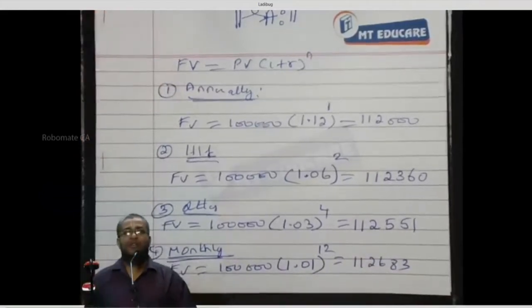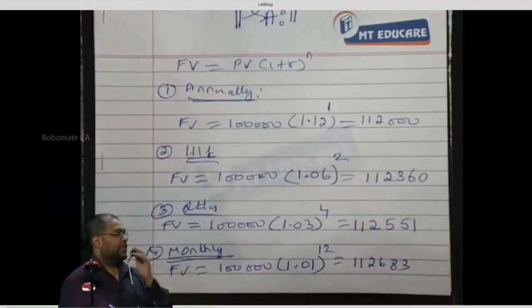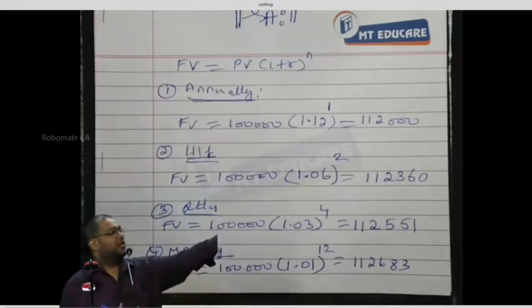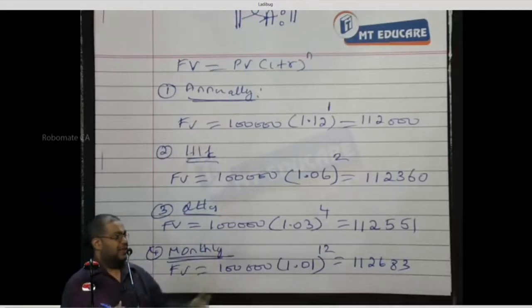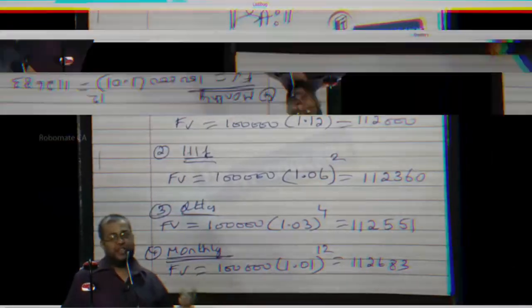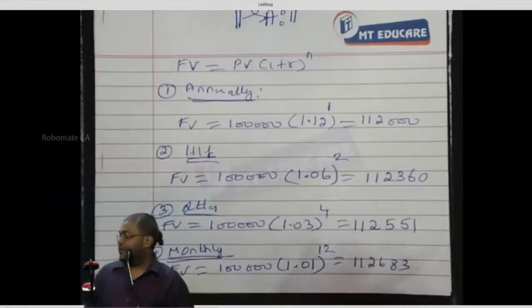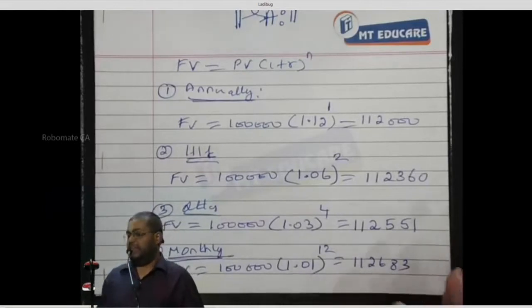683. 1,12,683. Monthly compounding is 1,12,683. 1,12,683 is the monthly compounding.